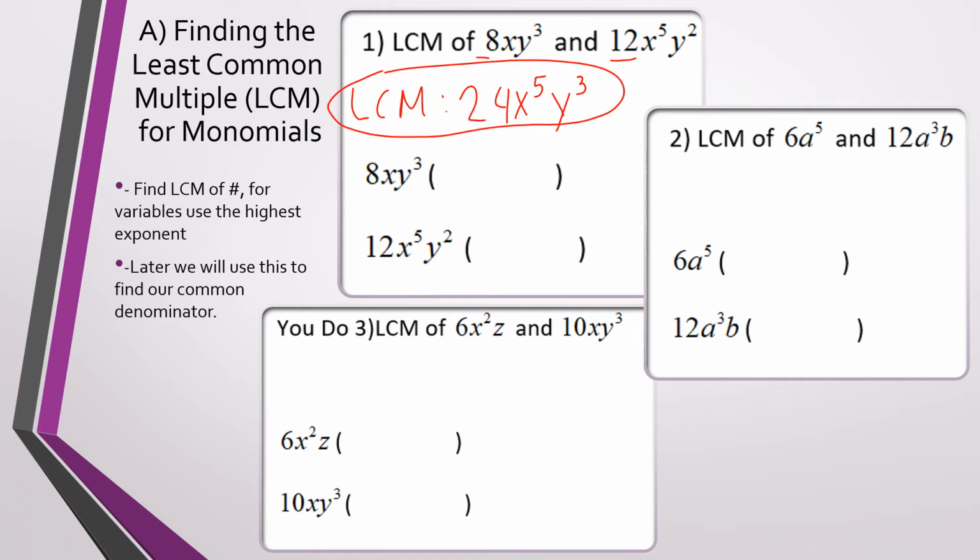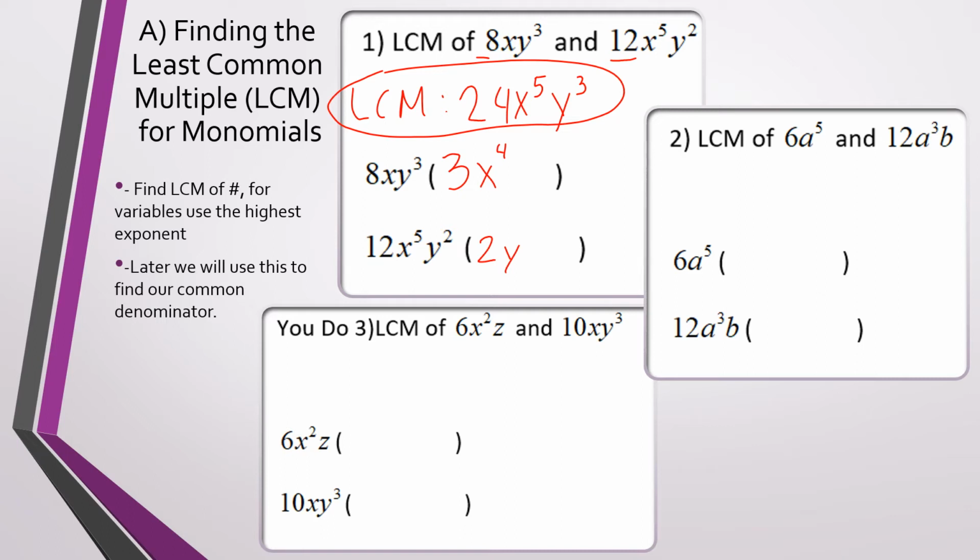I need to get from my two terms to get to the 24, x to the fifth and the y to the third. So 8 times what would give me 24? I'd need a 3 there, 8 times 3. X times what would give me x to the fifth, which would be x to the fourth. Remember, you add your exponents. And then I'm just going to leave my y because it's already at y to the third. For 12, I would need to do 12 times 2 to get to 24. My x to the fifth is already there, so I don't need to change that. And then I need one more y in order to get my LCM.